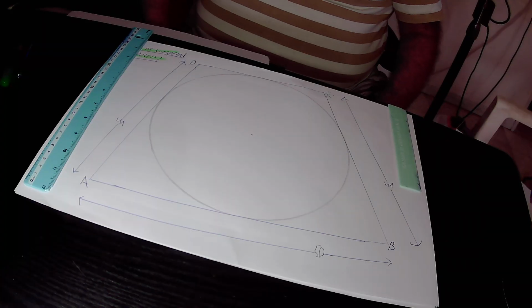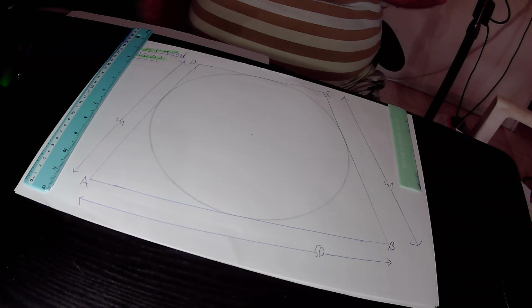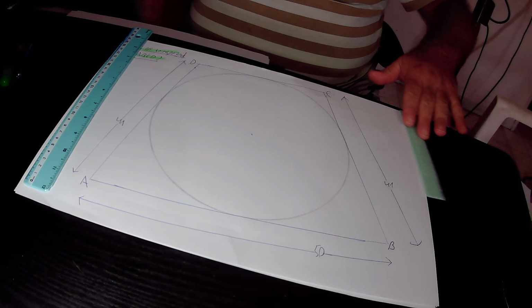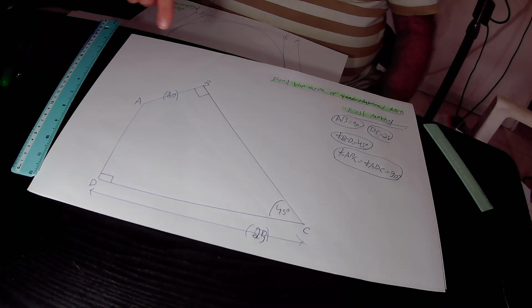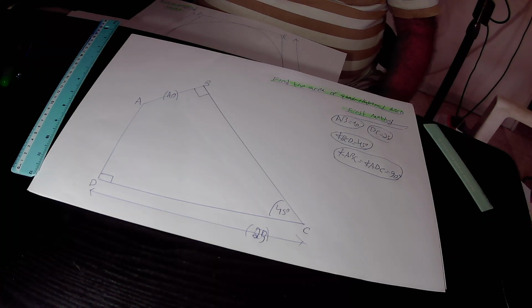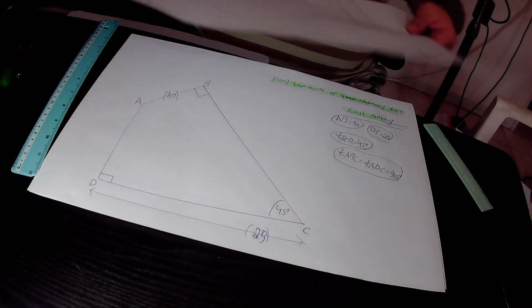And now in this lecture we'll answer our two questions. In the first question we find out the area of this trapezoid ABCD, and in the second question we find out the area of this quadrilateral ABCD using two different methods. So we start with the first question.